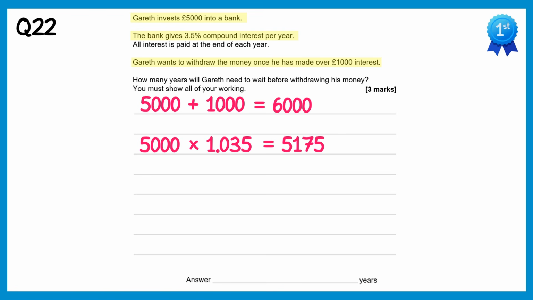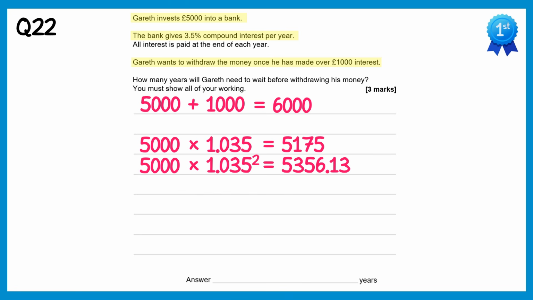So let's now find out how much he would have after 2 years. So we start with 5,000, but this time we times it by 1.035 squared. The squared is to represent the fact that we're doing it for 2 years. If you type this into your calculator, you get this number here. So we're still not at £6,000.